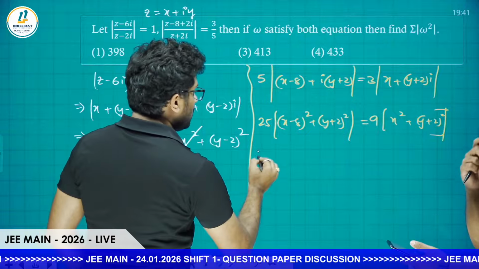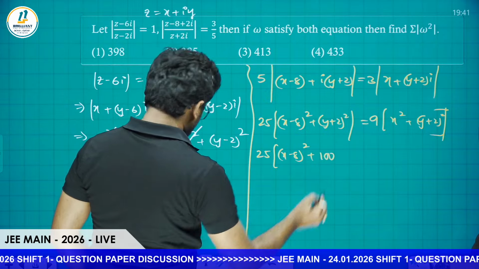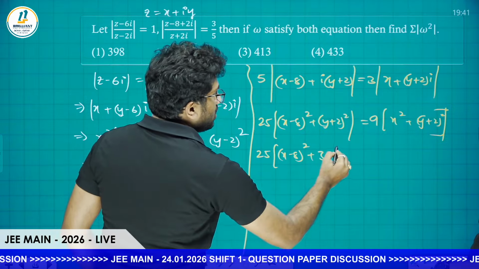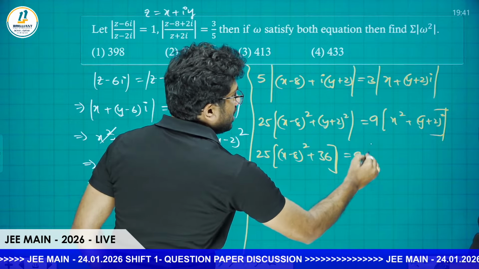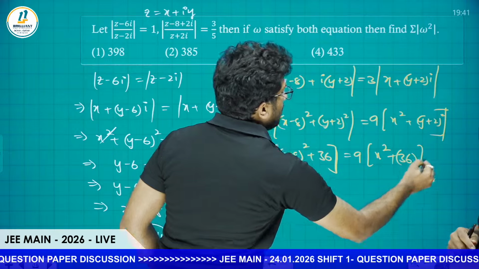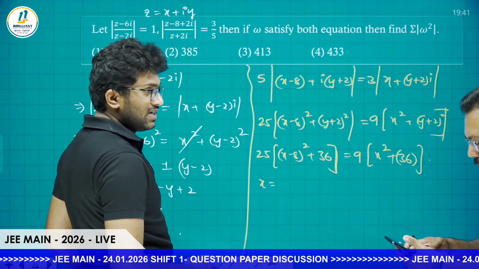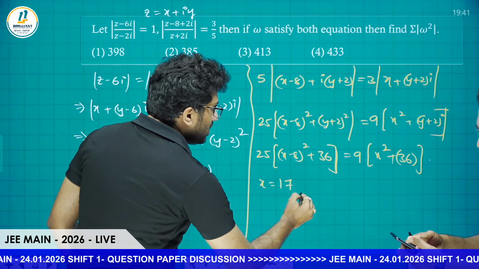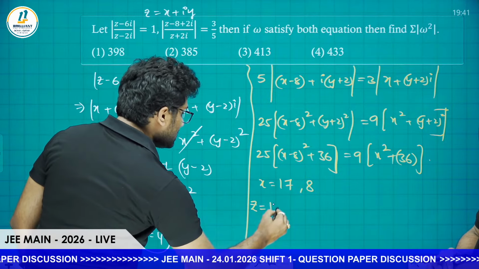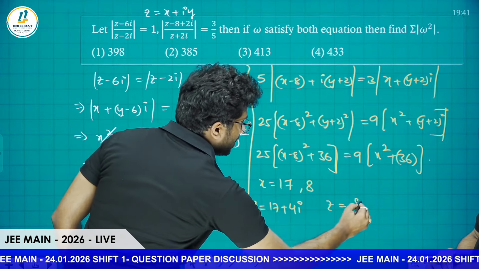If you substitute y equals 4, 25 into (x minus 8) whole square plus 25 times (4 plus 2) whole square, which is 36, is equal to 9 times x square plus 9 times 36 again. From here you will get a quadratic equation in x, and if we solve it we will get the values of x as 17 and 8. So z can be either 17 plus 4i or 8 plus 4i.